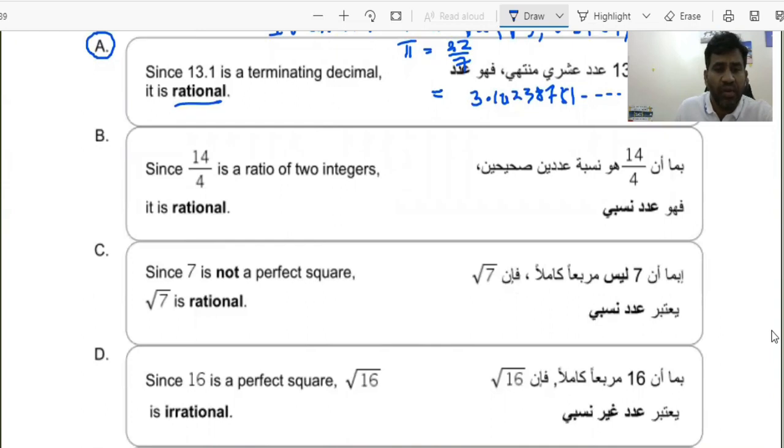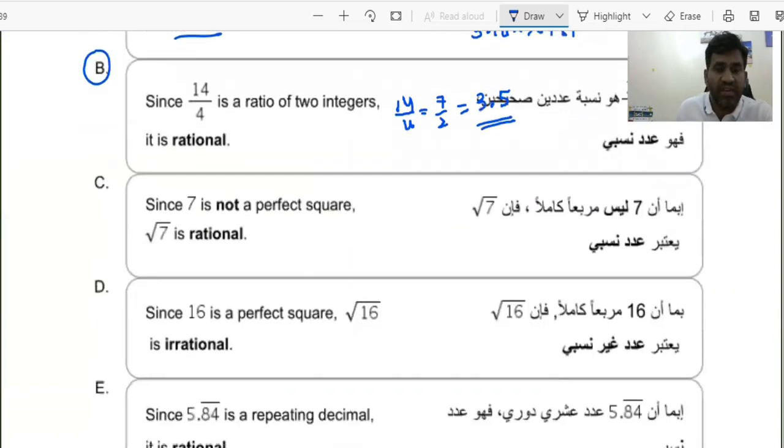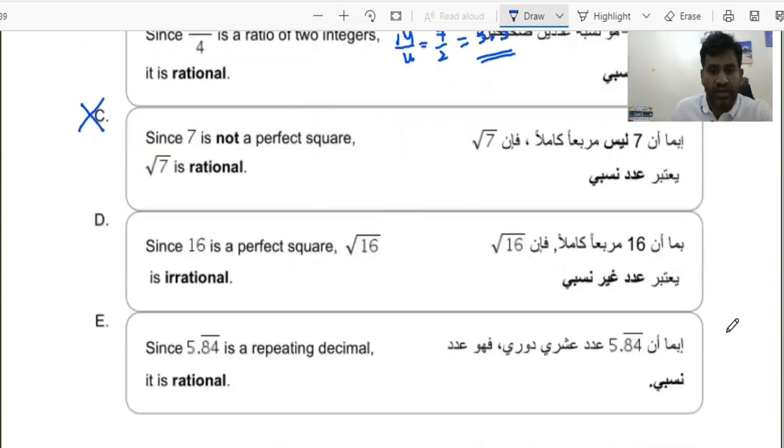14 by 4 is a ratio of two integers. It is a rational. Yes, this is also true. 14 by 4 can be reduced to 7 by 2, which is 3.5. Look at the decimal, it is terminating, so it is a rational number. Option C says, since 7 is not a perfect square, square root of 7 is rational. No, as I said, square root of a non-perfect square number is irrational. C is not the right answer, so you should not select it.